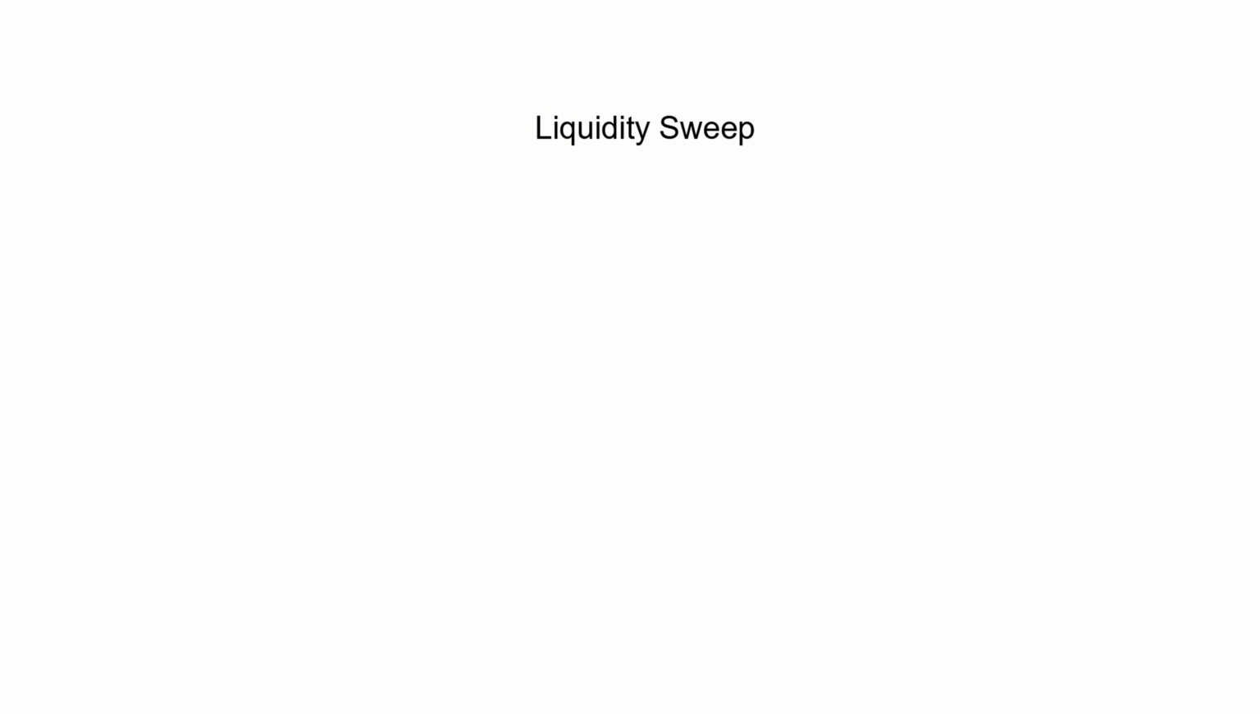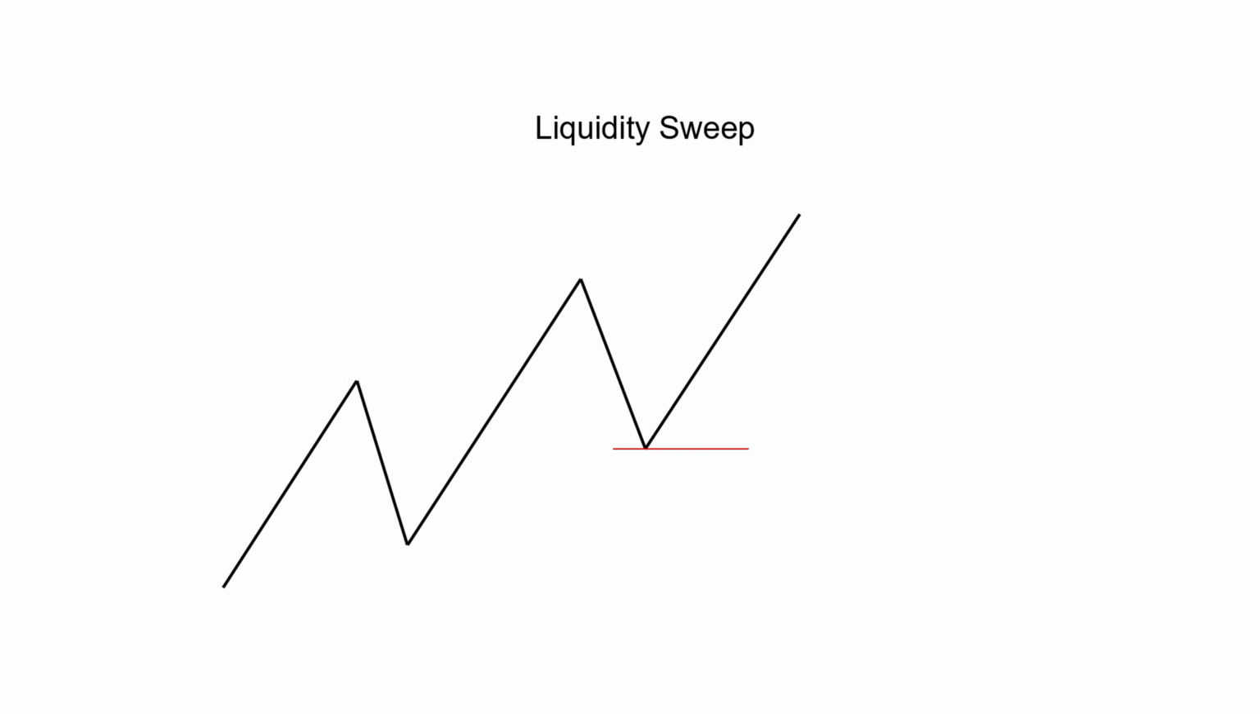So now let's talk about liquidity sweep. So you have your external liquidity right here. And when price does reach for that level, price does not continue to the downside, similar to your liquidity run. Price comes back inside of the range, forming your liquidity sweep.